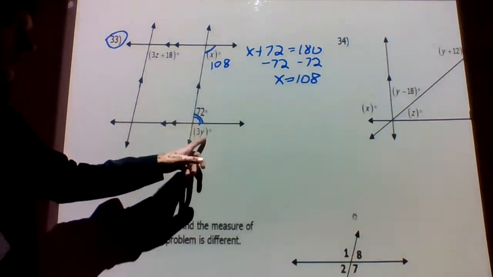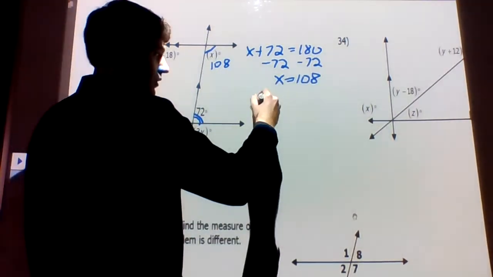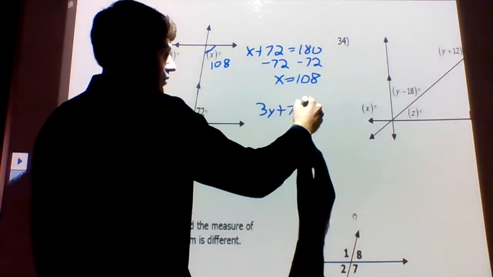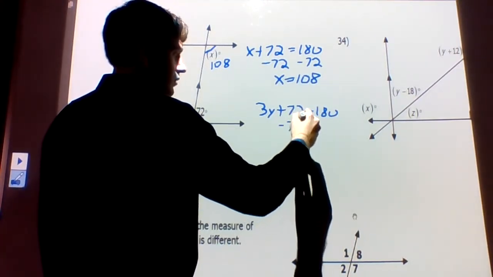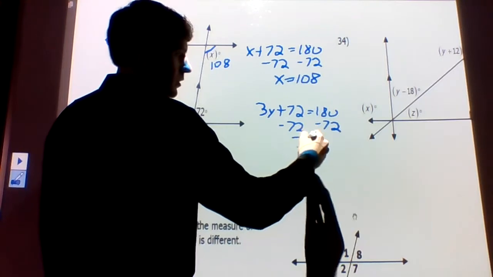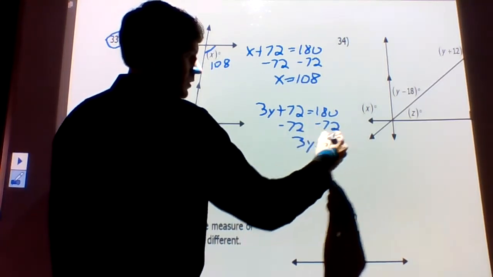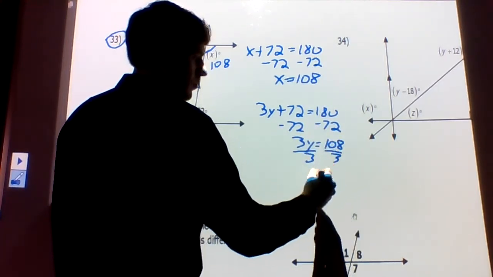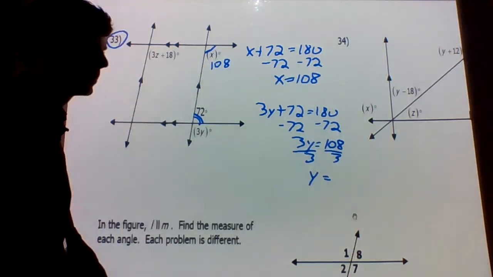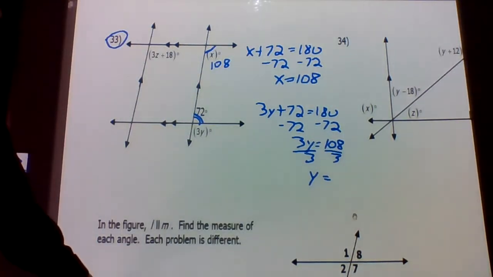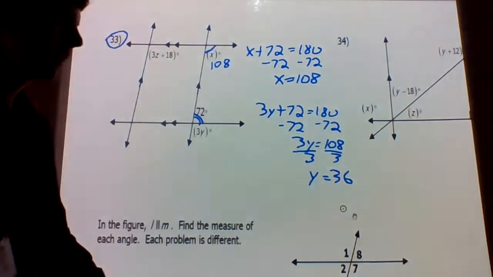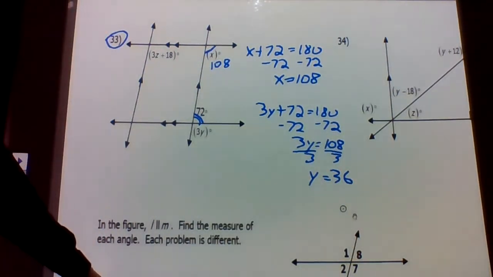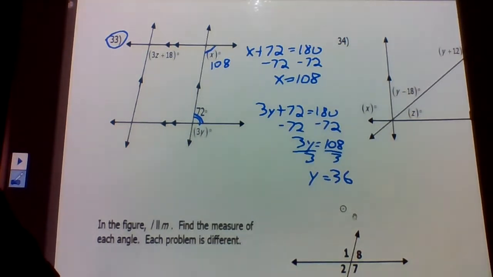We know these are a linear pair, so 3y plus 72 is going to equal 180. We can subtract 72 from both sides. We get 3y equals 108, and then we can divide by 3. Y is going to be 36. 3 goes into 90 30 times, and then it goes into 18 6 times. So that's got to be 36.